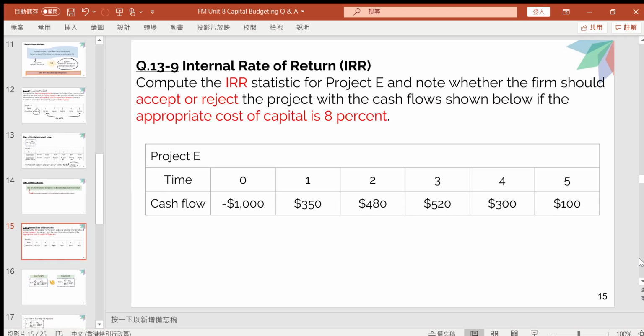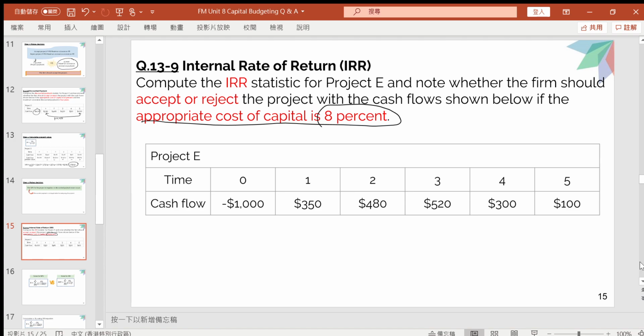Okay, 6 questions about the internal rate of return. It also gives you a series of cash flows, and there is another project, and it also gives you the appropriate cost of capital of this project, which is 8%. Now, for the internal rate of return, you may be required to discuss this internal rate of return against the net present value, as a presentation group.